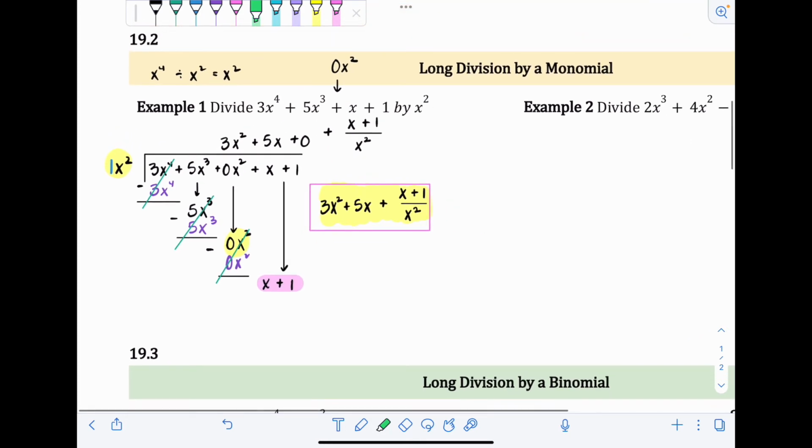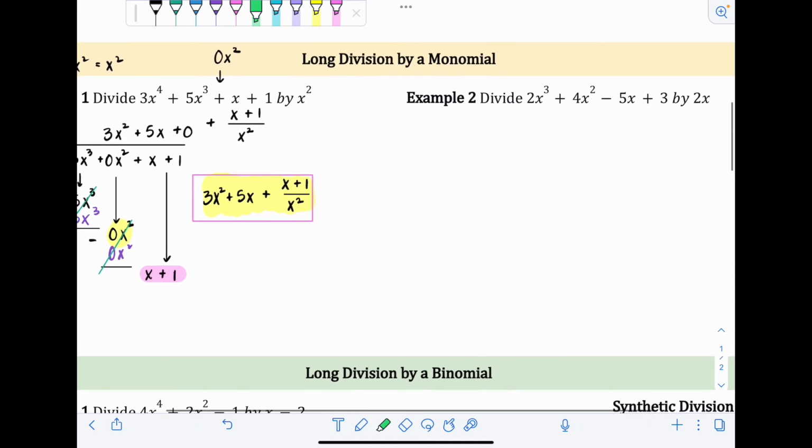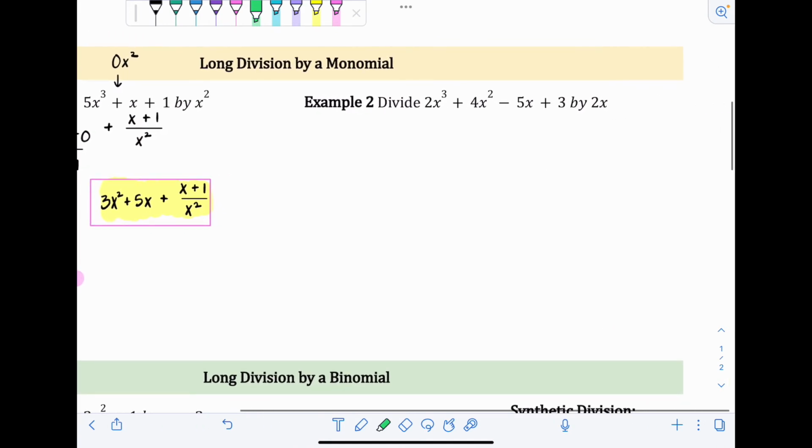Okay, and then number 2, divide 2x cubed plus 4x squared minus 5x plus 3 by 2x. Okay, so similar problem, we just have a coefficient now. So we'll set it up the same way.